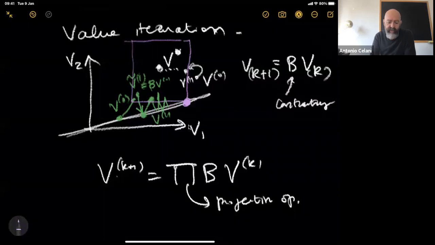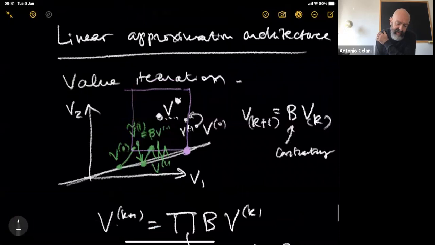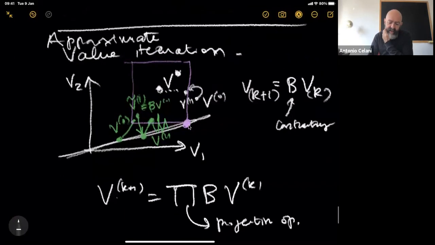Here I was drawing things in the sense of a Euclidean projection, like taking the closest point according to distance L2. I should do that according to norm L infinity. Okay, so there are also these sorts of non-trivial technical things. So when you mix up different norms, there might be different performances of your iterated approximate value iteration, which is the thing we are doing here. This is approximate value iteration.